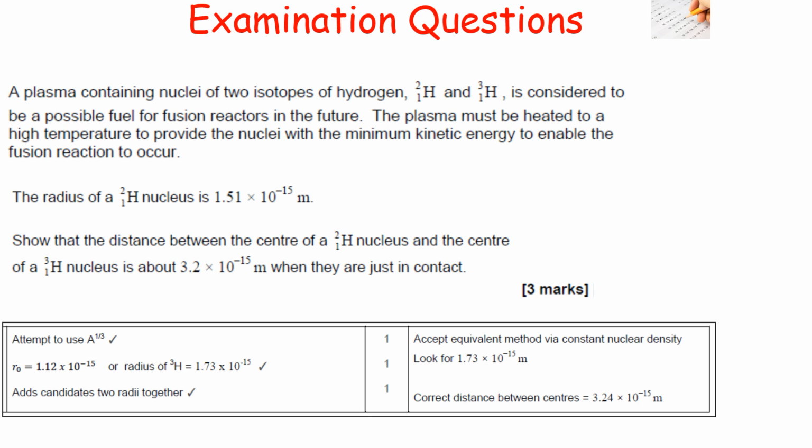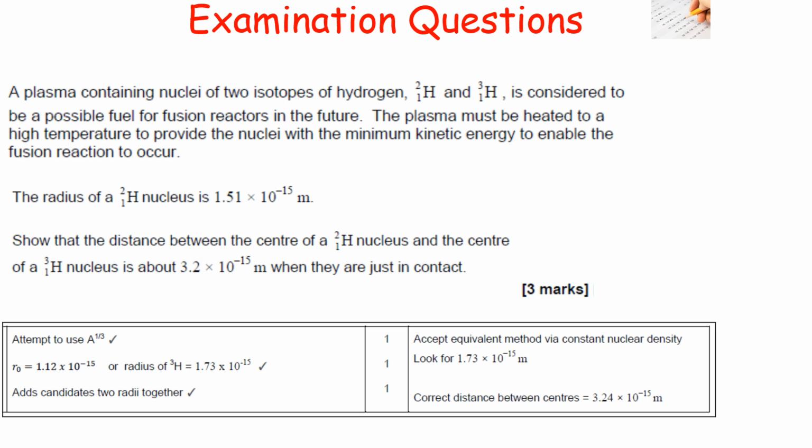hydrogen 3. So it would be 1.12 times 10 to the minus 15 times 3 to the power of a third. So you work it out to be 1.73 times 10 to the minus 15. You've already got the radius of the 2H nucleus, which is 1.51 times 10 to the minus 15. So you add the two values together and you get an answer of approximately 3.24 times 10 to the minus 15 meters.